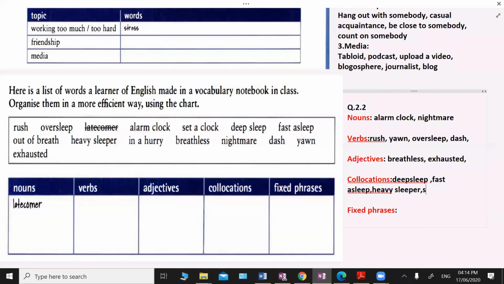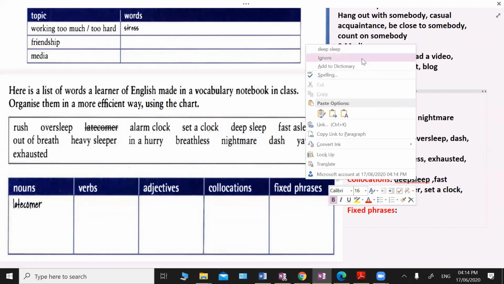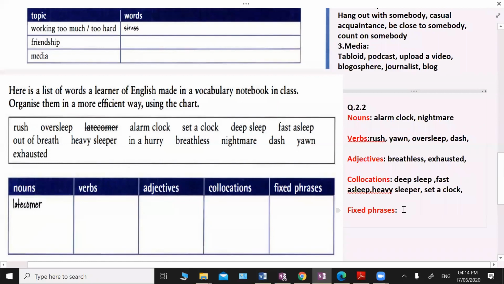Set a clock. Yes, set a clock. And the rest is fixed phrases. Whatever is left, you can just tell me what is left now. In a hurry. Yes, in a hurry. Out of breath. Yes, out of breath.